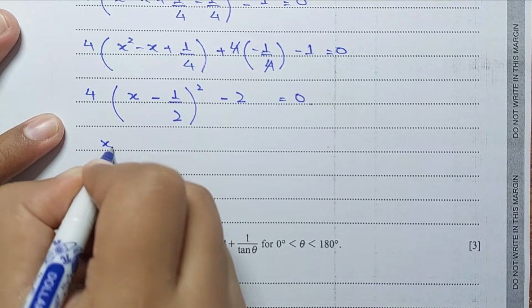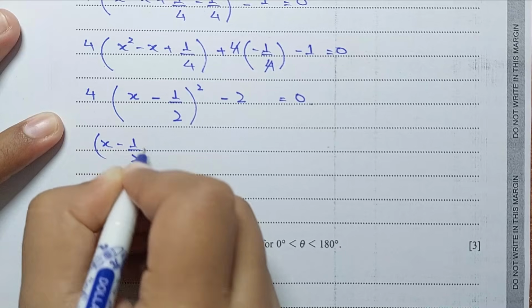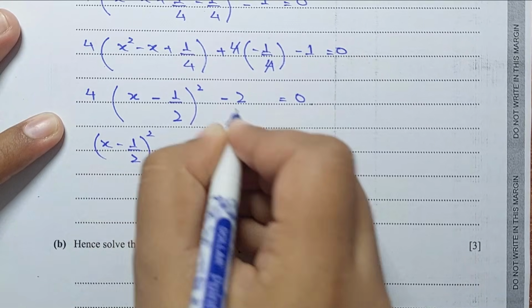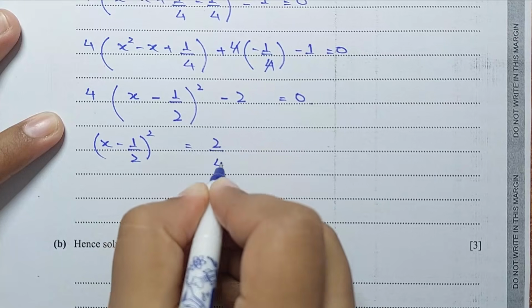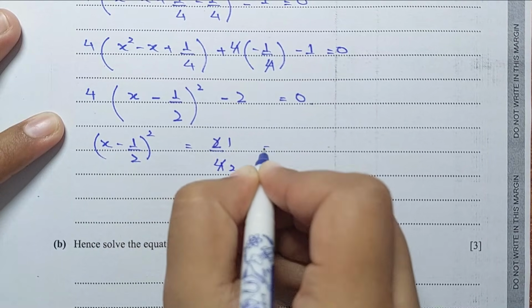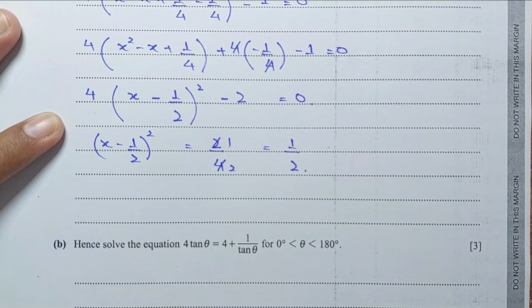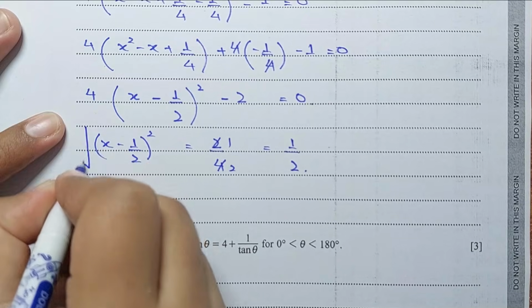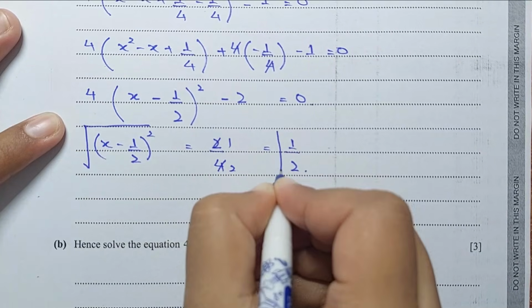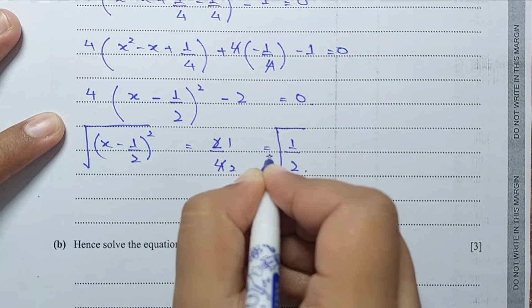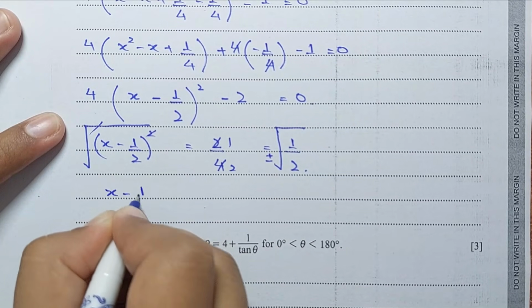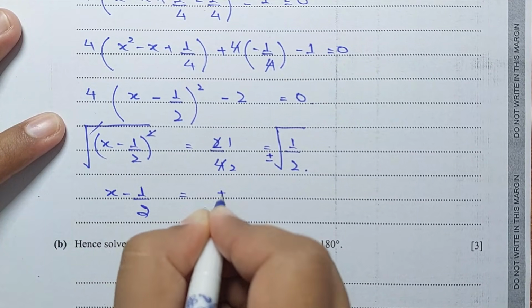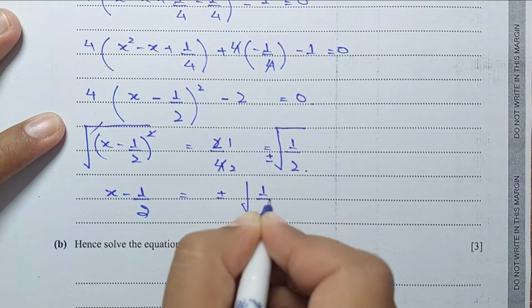Okay, so we can say (x minus 1/2) whole squared would be equal to, shift the 2 to the other side, becomes positive 2, and dividing by 4. So 2 times 1 is 2, 2 times 2 is 4, this is 1 by 2. Okay, now in order to get rid of the square, take the square root on both sides. And whenever we apply the square root, it is plus minus. So the square and the square root cancel out. x minus 1/2 equals plus minus root 1/2.